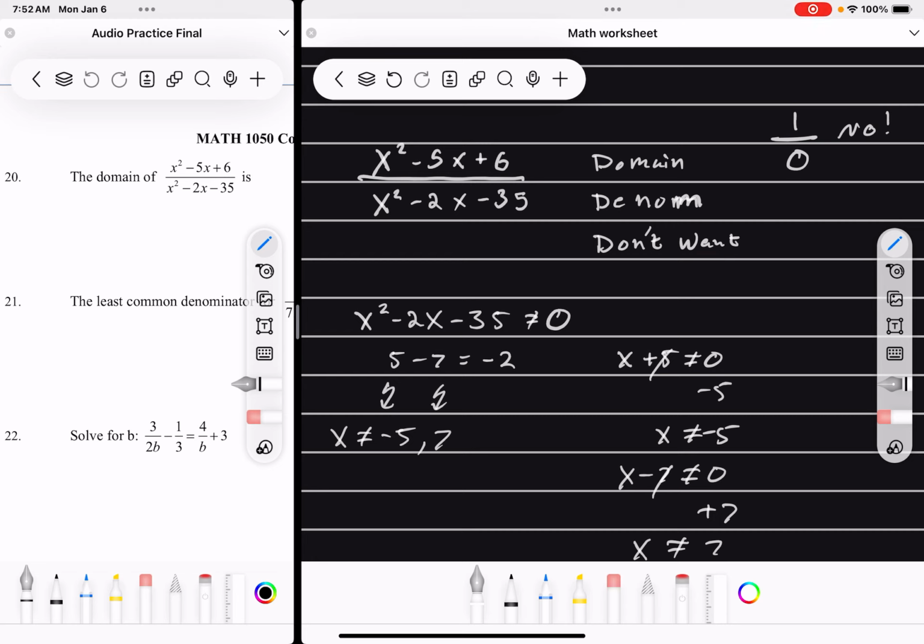And if I remember correctly, the answer would say x such that x not equal negative 5, comma, x not equal 7. Okay?